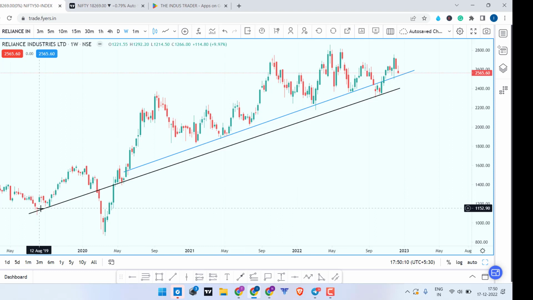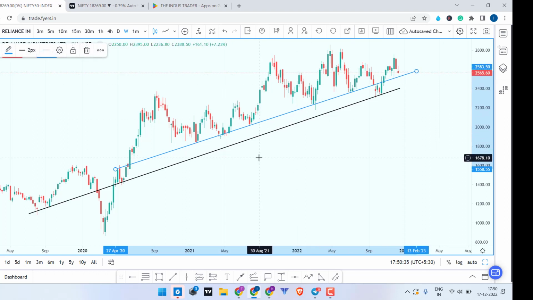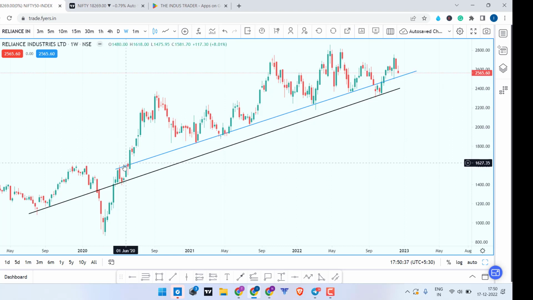If we see the touches, you can see one, two, three, four touches we have in this black line. And if you see one, two, three, four touches in this blue line. But if I make some modification, because my intention is I want maximum touches in a particular trend line, now you can see one, two, three, four, five, six, seven touches.